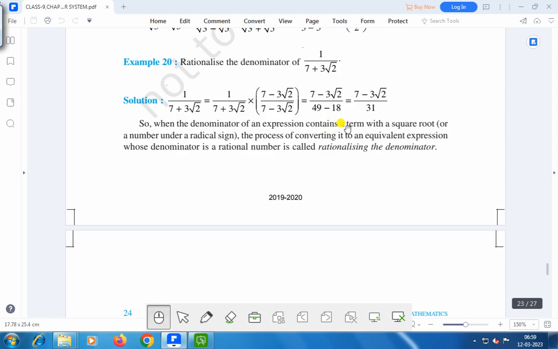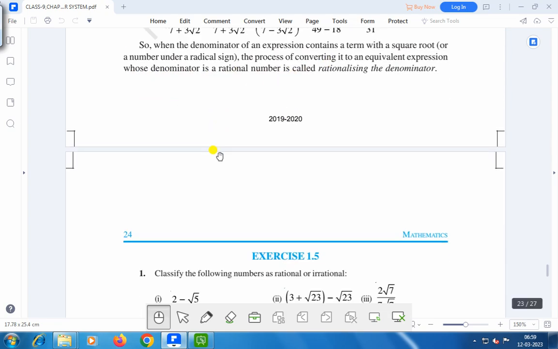So, when the denominator of an expression contains a term with a square root or a number under a radical sign, the process of converting it to an equivalent expression whose denominator is a rational number is called rationalizing the denominator.